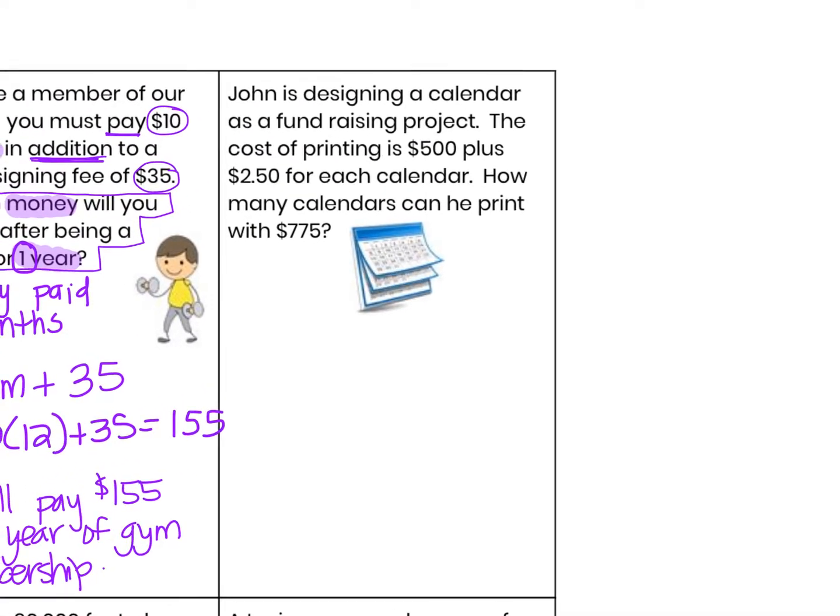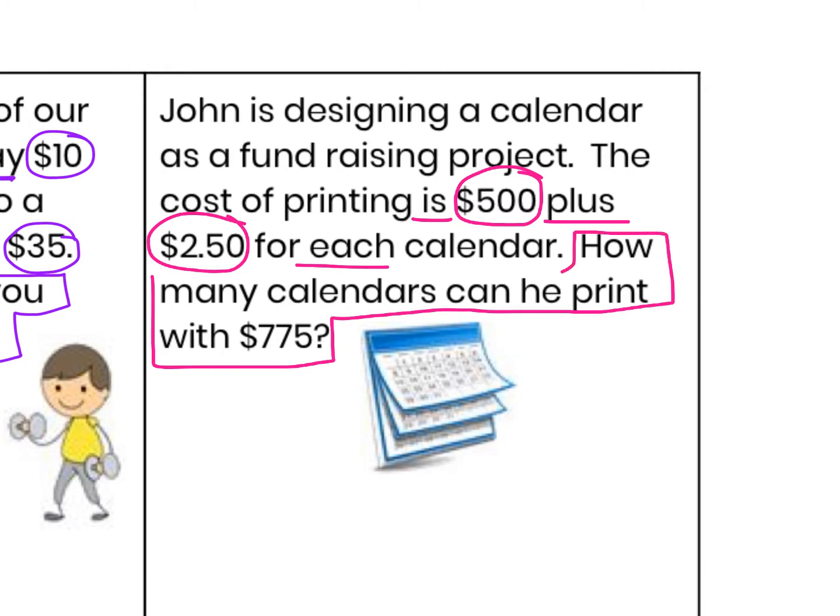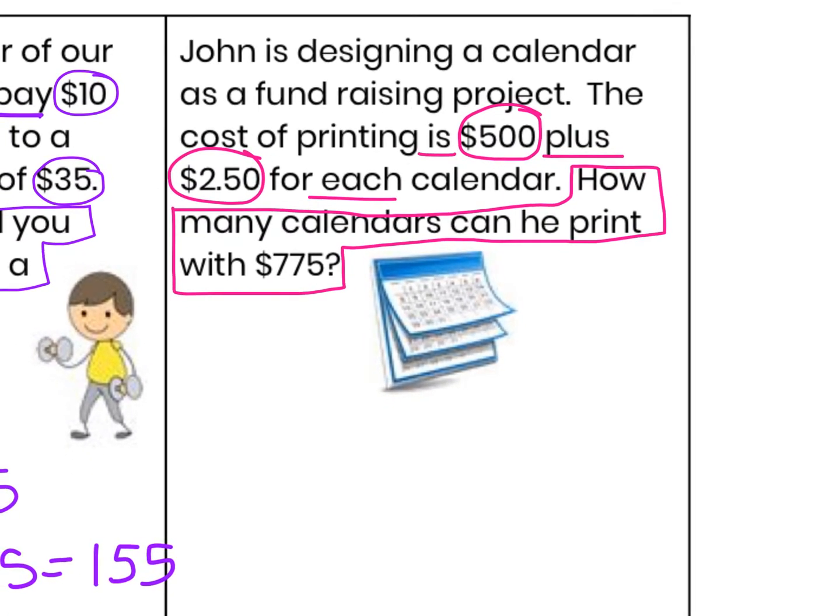So let's do top right. It says, John is designing a calendar as a fundraising project. The cost of printing is, so we know is equal sign, $500 plus $250 for each calendar. How many calendars can he print with $775? So CUB, circle, underline, and box, we got that. So before we write our equation, let's define our variables. I think you can tell that we're talking about calendars, so I need something to represent calendars. Let's use C. But what else are we talking about? We're talking about how much money he's going to have to pay for this printing. So let's use P to represent the cost of printing.